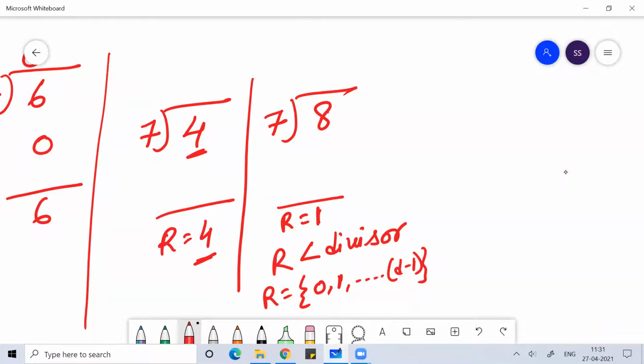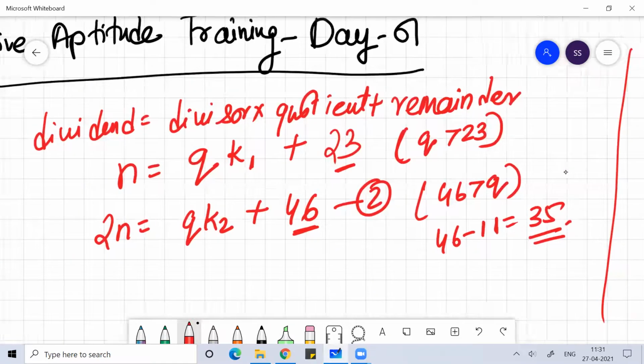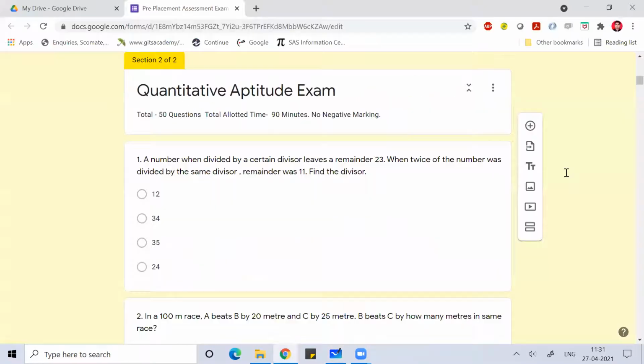So how much is 8 more than 7? That is your remainder. So your remainder is nothing but your dividend minus your divisor. So that is your remainder. That way you can easily understand this. I hope I'm making sense to all of you. It's a very common sense based question.